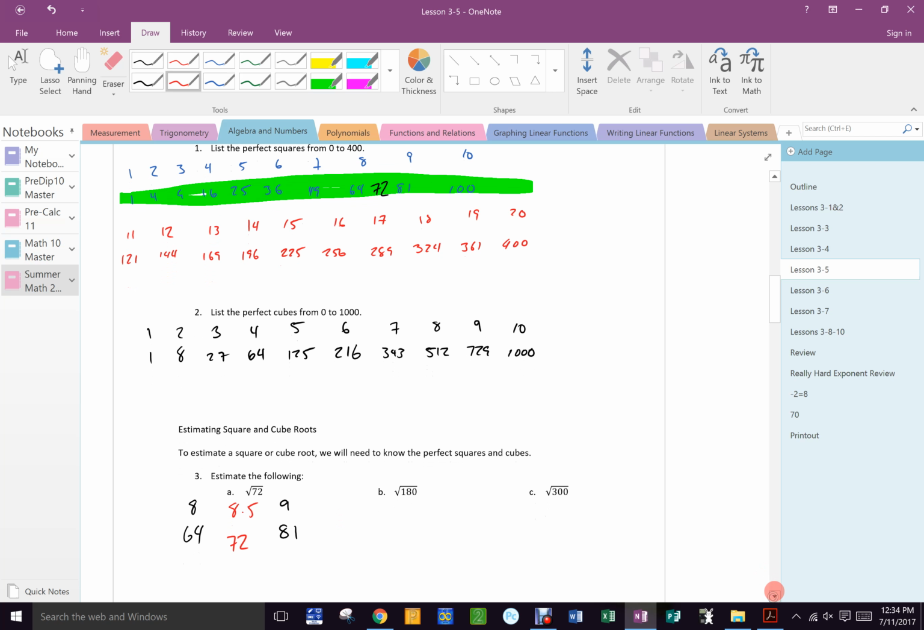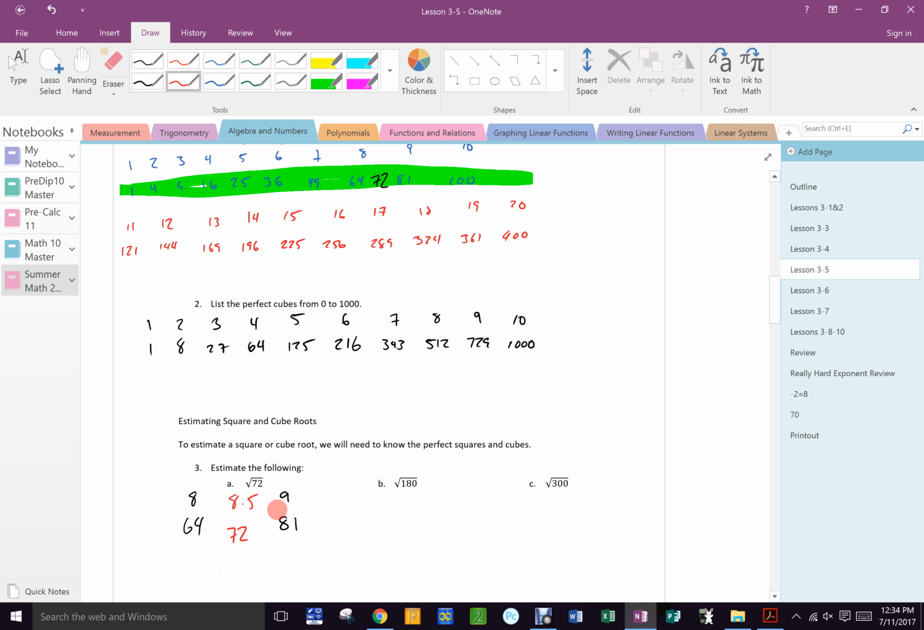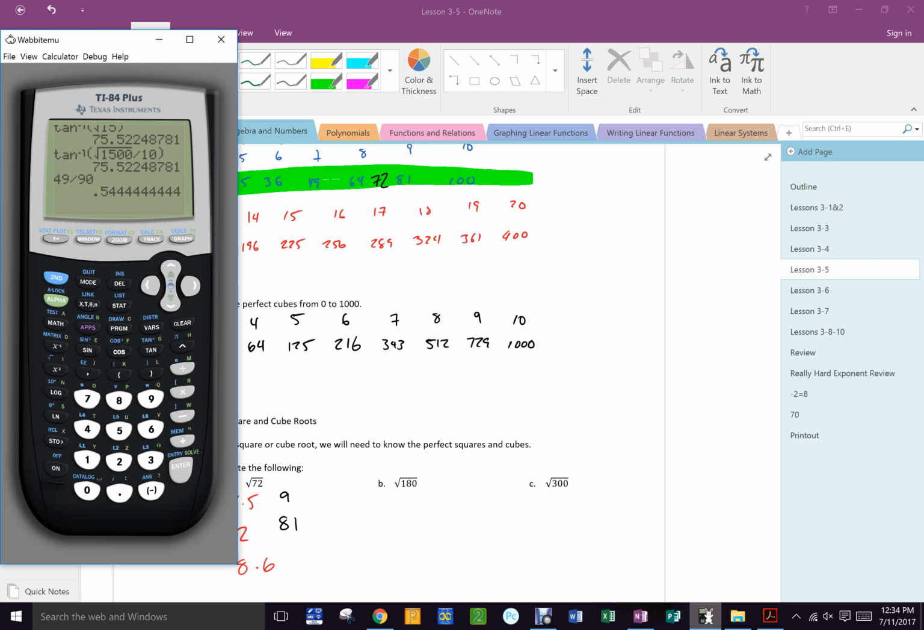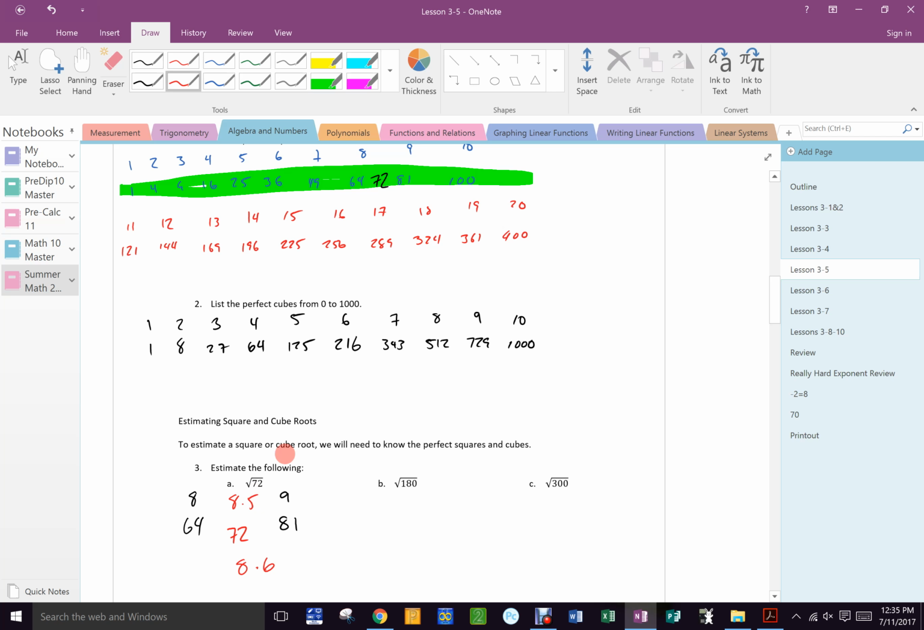So our guess would be what? Don't go to a calculator. What would you guess? 8.6. Now, when you go to your calculator, square root of 72, 8.48. 8.5 is much closer. The point I'm trying to make is, let's say I'm doing a crap load of work and there's a square root involved. If I have a vague idea of what it is, I know it's about 8.5. Now I can do some estimating with it.